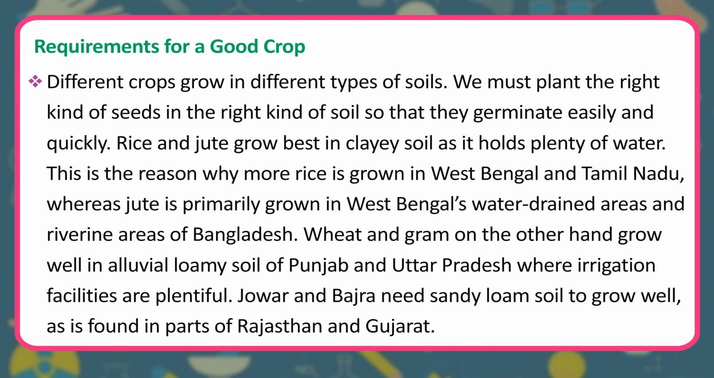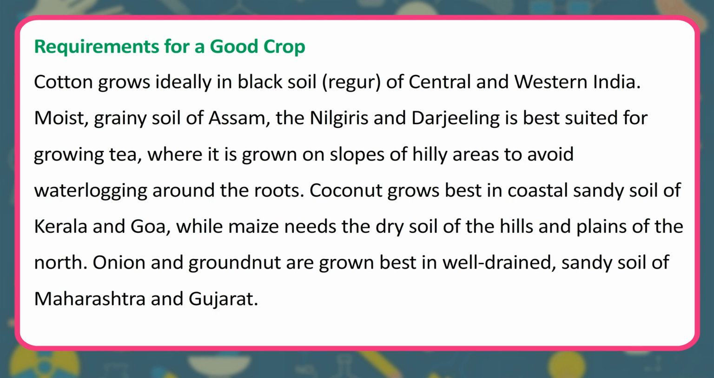Wheat and gram on the other hand grow well in alluvial loamy soil of Punjab and Uttar Pradesh where irrigation facilities are plentiful. Jowar and bajra need sandy loam soil to grow well, as is found in parts of Rajasthan and Gujarat. Cotton grows ideally in black soil, Regur, of central and western India.